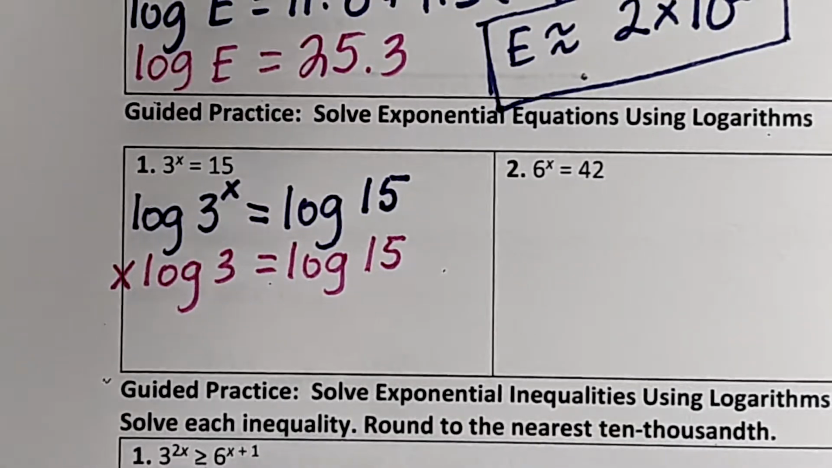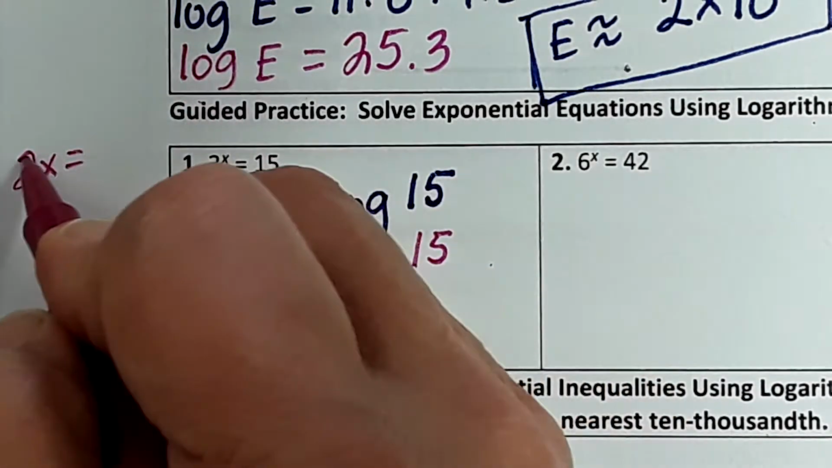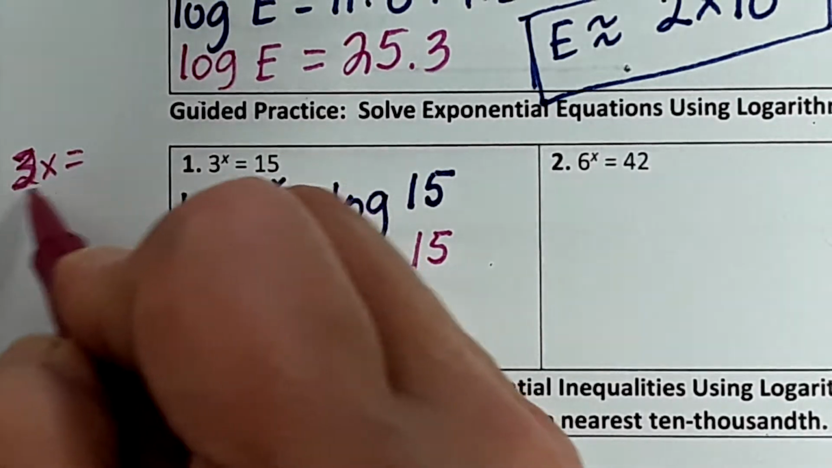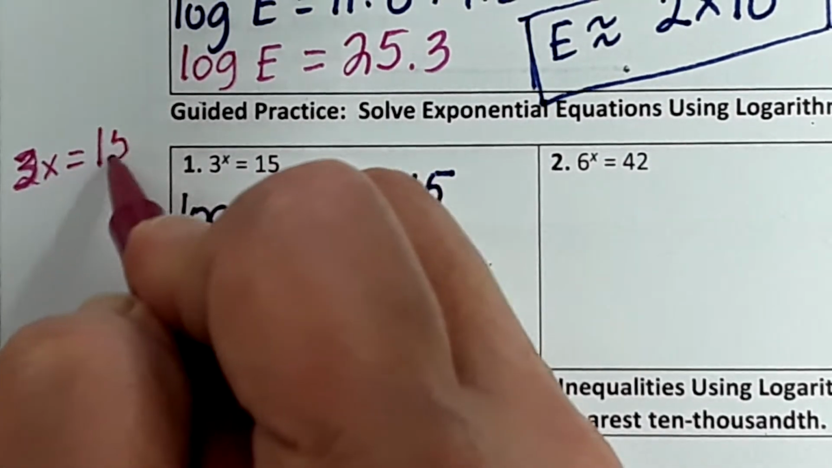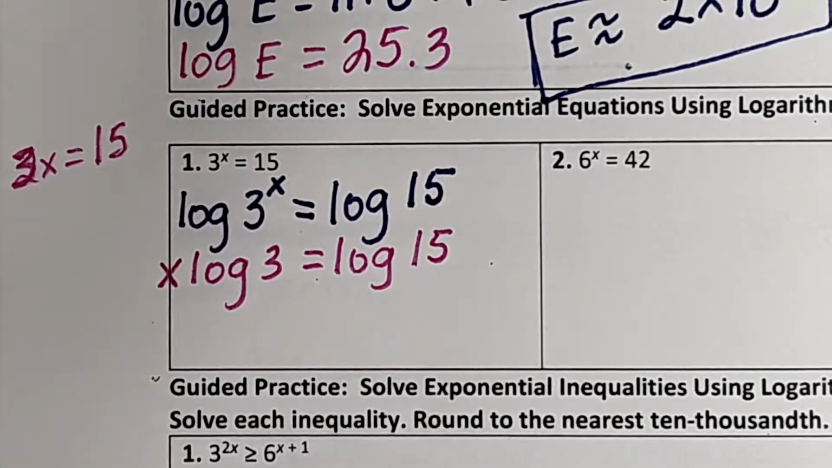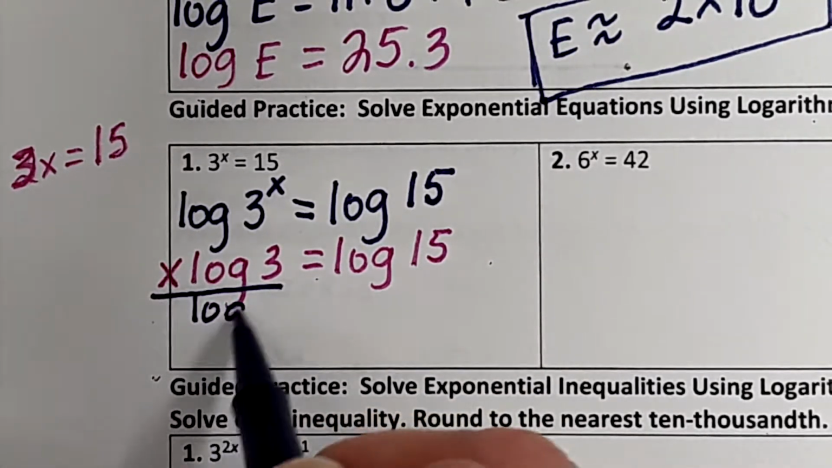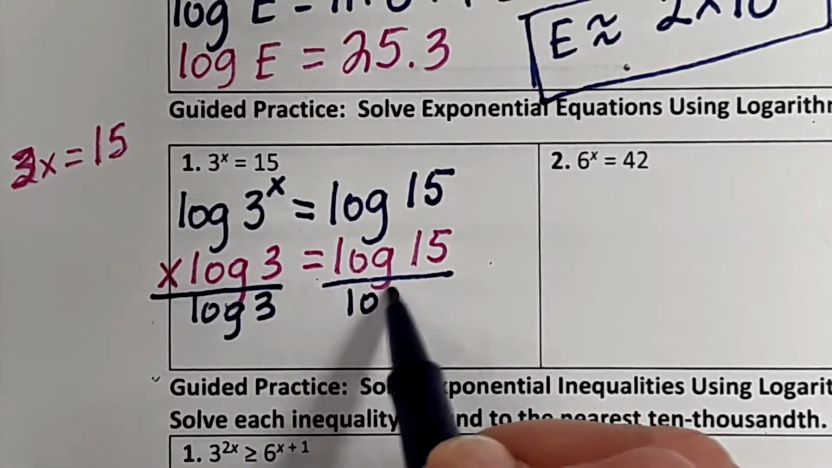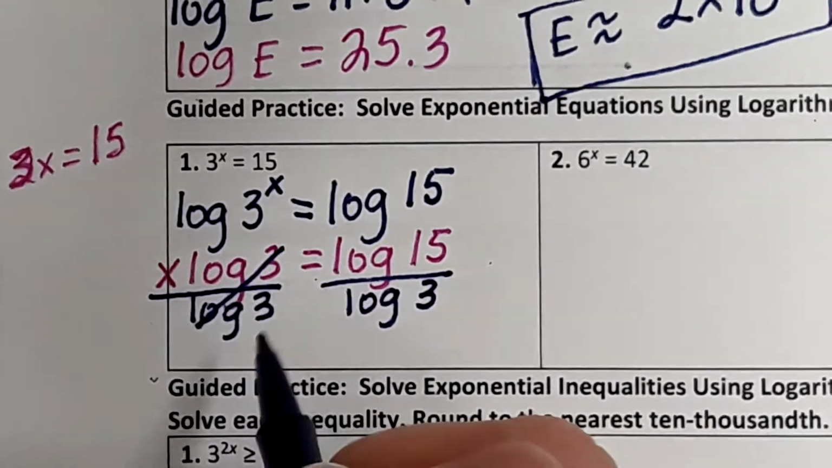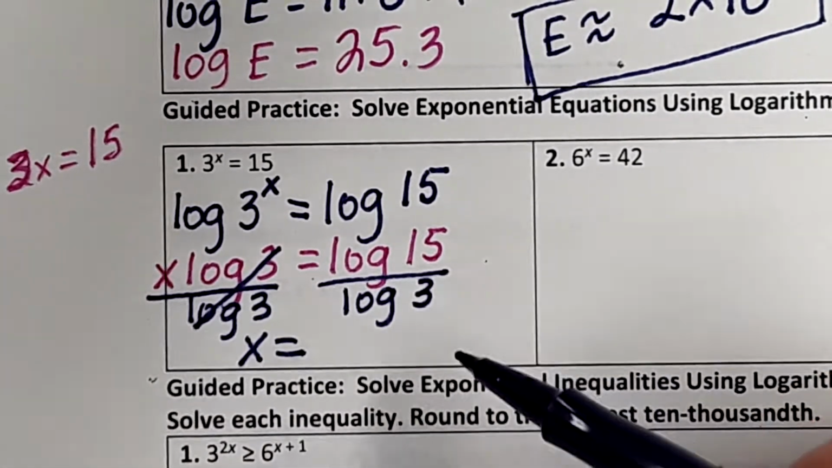Now, if my problem was 3x equals 15, how would you solve 3x equals 15? Divide by 3. Okay. Well, we're going to do the same thing, except the 3 is attached to a word. What word is the 3 attached to? So we're going to divide both sides by log of 3. These cancel out, and you're left with x equals, well, in your calculator, do log of 15 divided by log of 3.